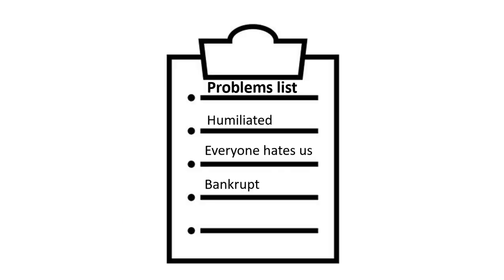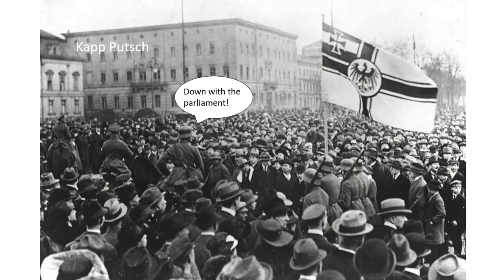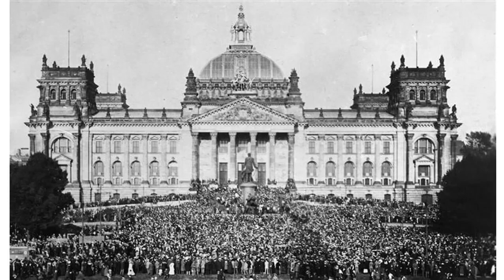And if you thought financial ruin and international isolation was bad enough, the government now had to deal with revolts. Firstly by the communists trying to start a revolution like that in Russia, and then from the right trying to get rid of the elected parliament. And that was just in the first 2 years. So how did the Weimar Republic work?